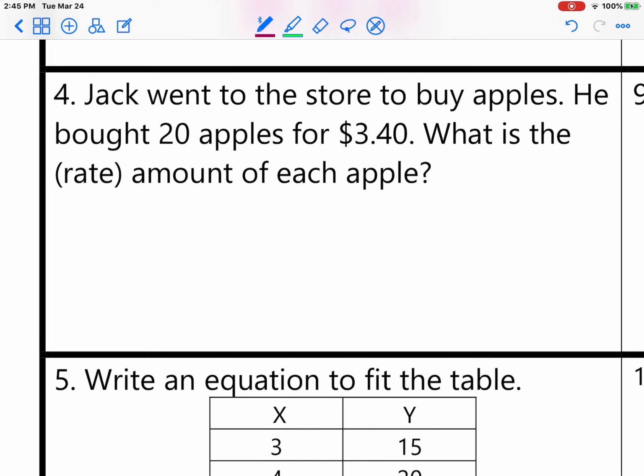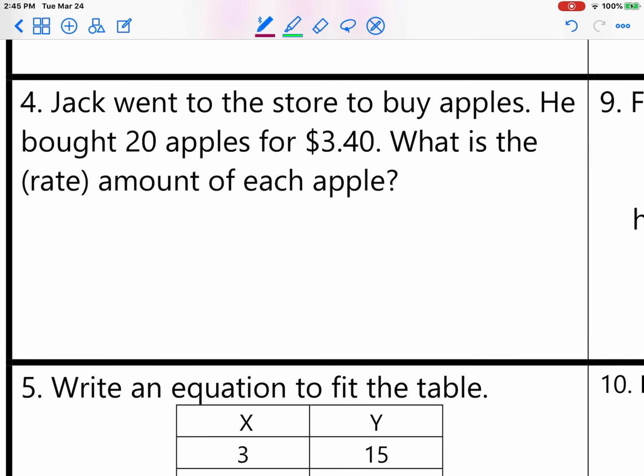Alright, folks, moving on to number 4. Jack went to the store to buy apples. He must have been hungry. He bought 20 apples for $3.40. What is the rate amount of each apple? So, this is my dollar amount, this is how many things I bought. I have to divide to figure that out.